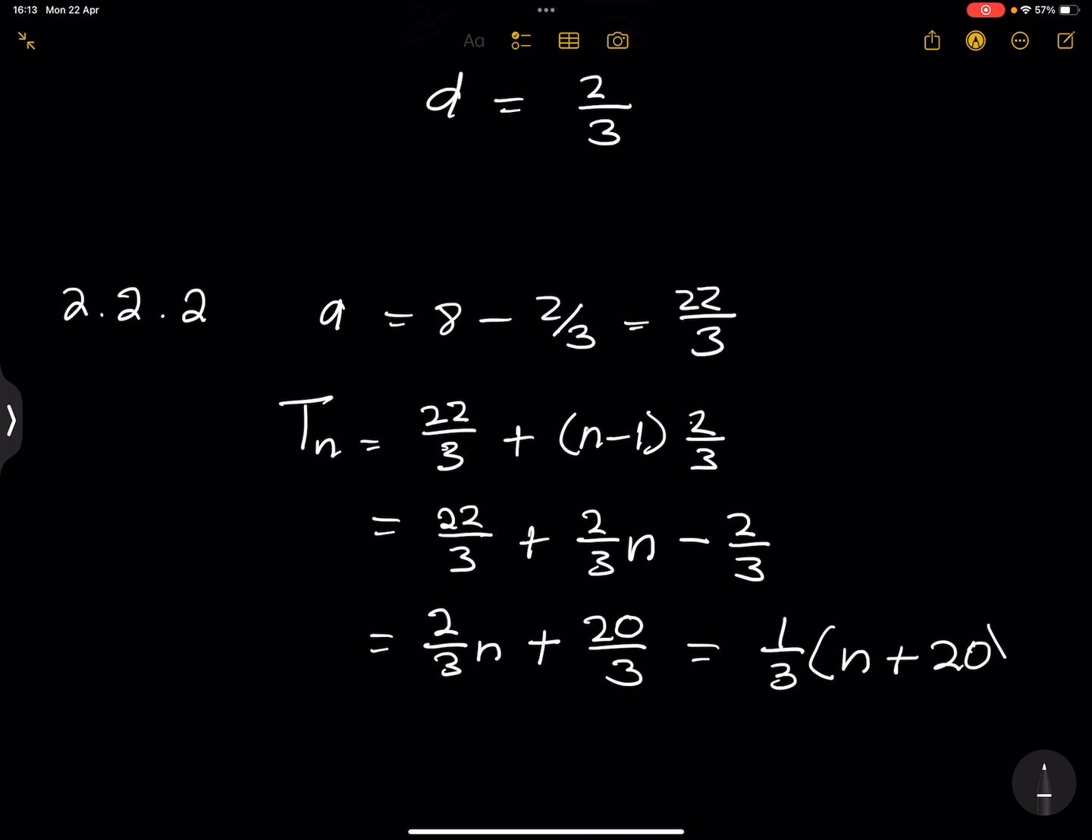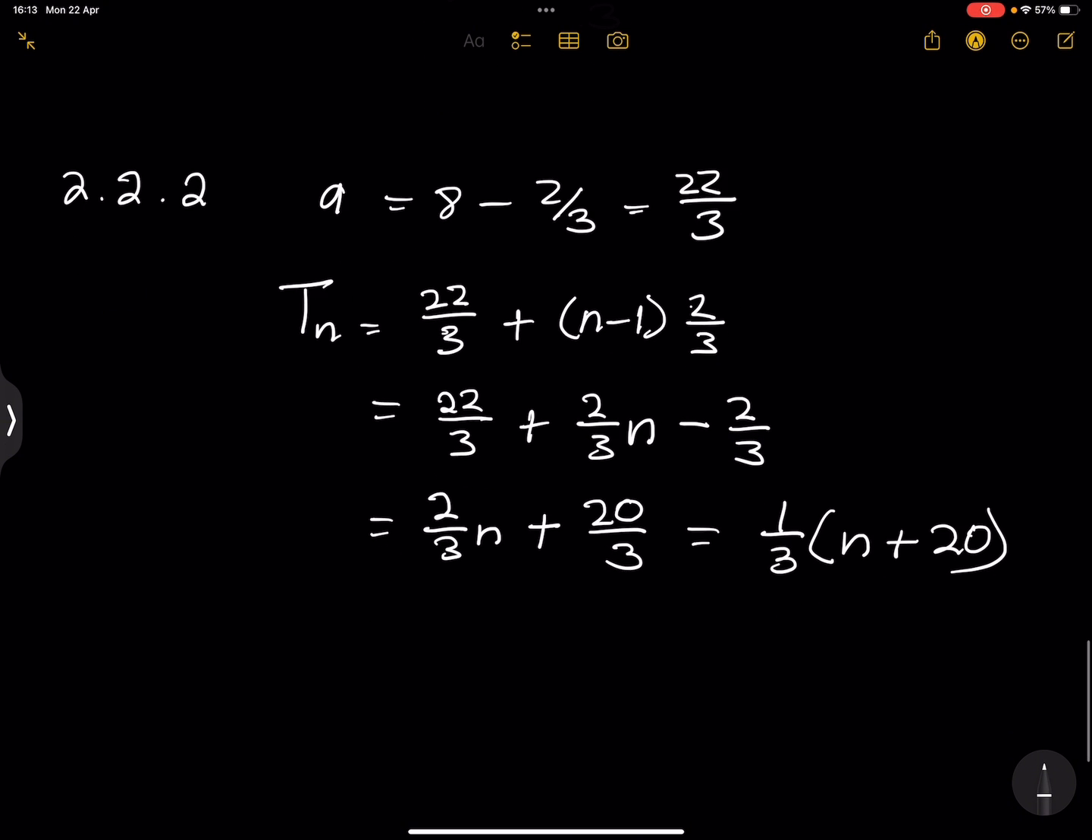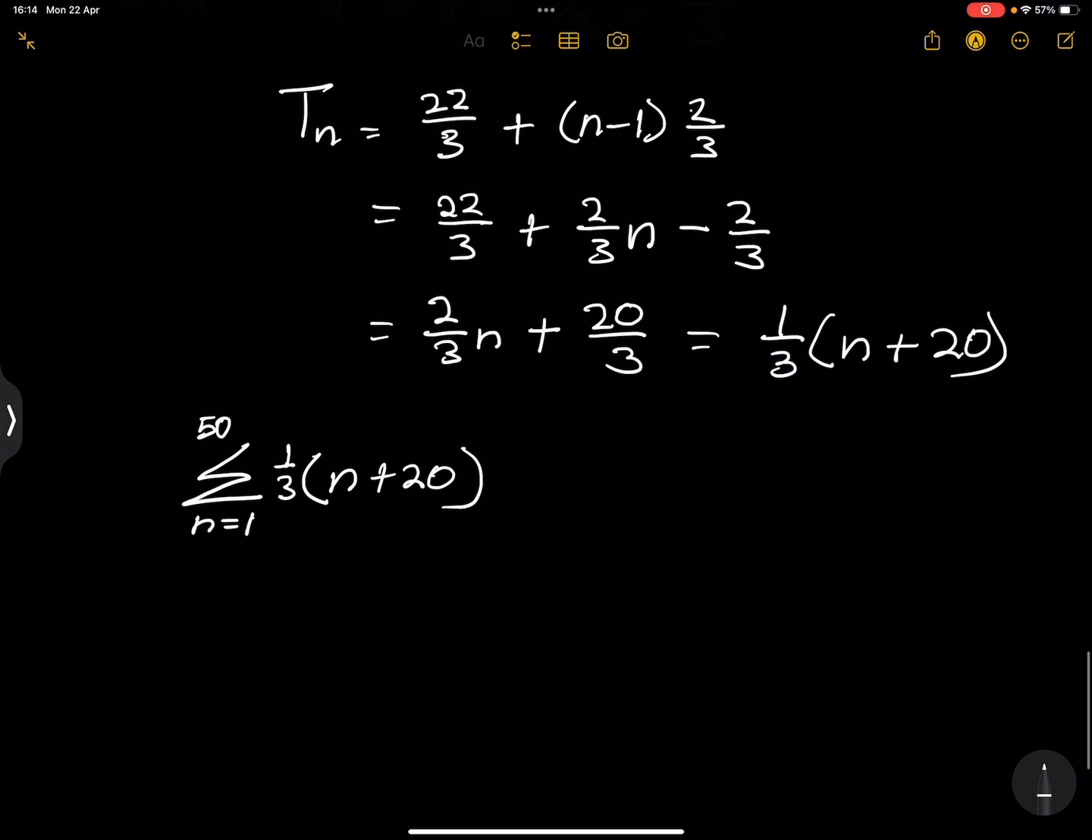Now they said I should write the sum of the first 50 terms. So this is going to be from n is equal to 1 all the way to 50. And my equation would be 1 over 3 times 2n plus 20. And that's how I'd write the sum of the first 50 terms in sigma notation. So next question.